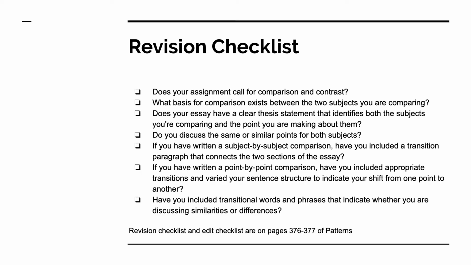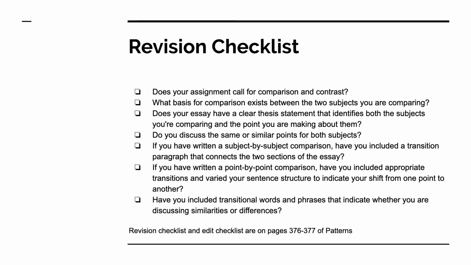You can also find this in your textbook. This is on pages 376 to 377. 377 is where you find the edit checklist, but use these, please. They're really, really helpful to go through. After you have all the stuff out on your paper, go through. Does your assignment call for comparison and contrast? It does. What basis for comparison exists between the 2 subjects you're comparing? Okay, so look at these items and say, does your paper do this?